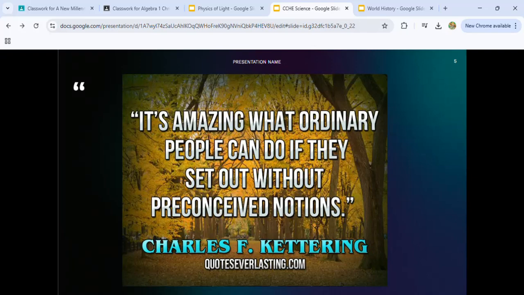It's amazing what ordinary people can do if they set out without preconceived notions. This is a quote by Charles F. Kettering. I love this quote because it goes great with our lesson 1 about having an open mind, asking questions in an objective way without thinking we already know the answer.